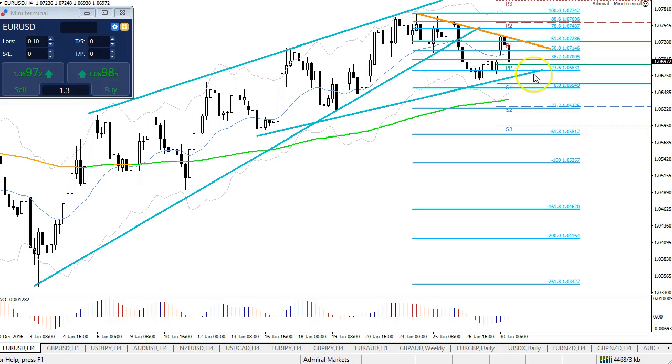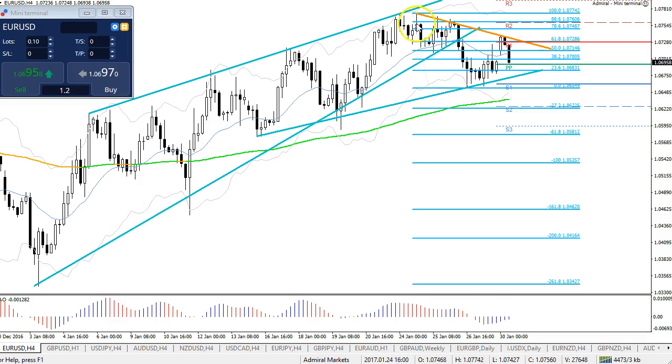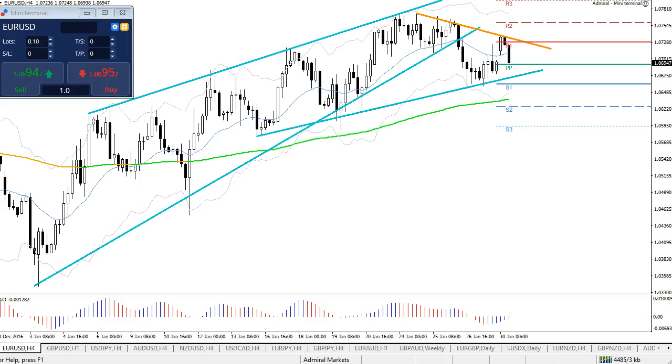If it does break bullish, then we need to zoom out to the daily chart. Let me get rid of this fib first of all. And that didn't succeed. Sorry. All right, there we go.